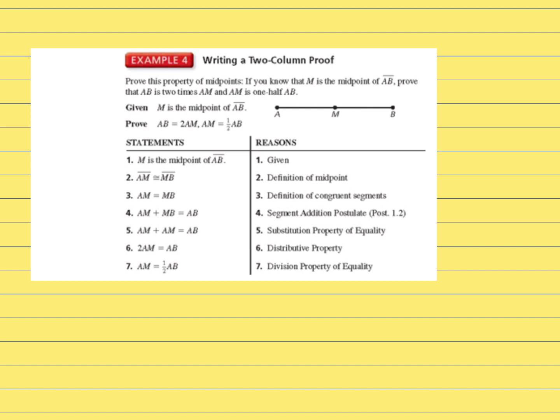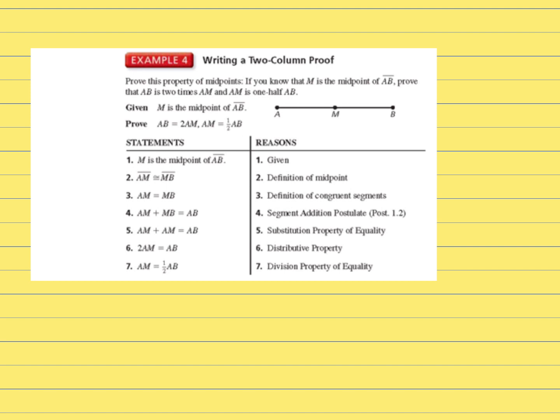Alright, going on here. This is a two-column proof that is written out. Again, we're given that M is the midpoint of AB. We know that then segments AM and MB are congruent. That's the definition of a midpoint. We know then that AM is equal to MB, and that's what congruent segments mean, the definition. And then we have AM plus MB is equal to AB, which is the segment addition postulate.